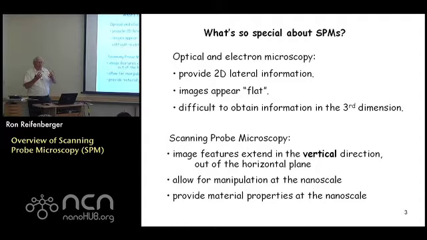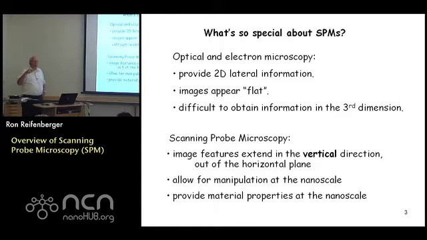You can do false color imaging of an optical microscope image to make it artistically appealing. But ultimately, the amount of information about the third dimension of your sample is not present, right? Only the lateral spacing or the lateral distances are accessible in the optical and the electron microscope. So it's very difficult to obtain information in the third dimension.